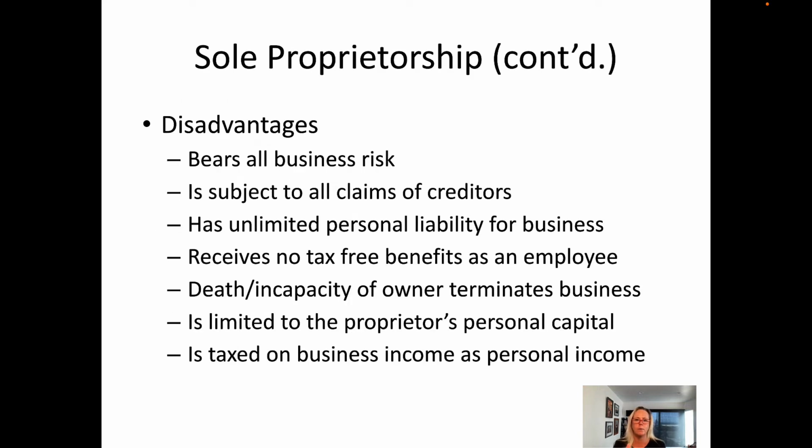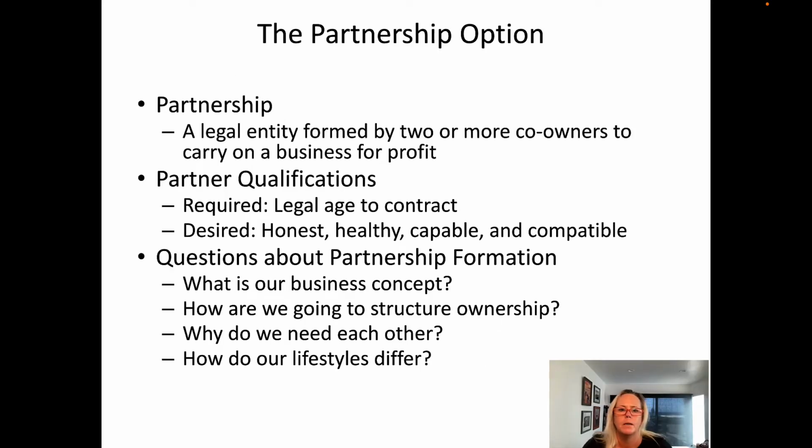And I should say sole proprietorships are by and large the largest number of small businesses in the United States. Over 90% of businesses in the United States are sole proprietorships, simply because they're easy to form. Partnership. Think about a partnership as a sole proprietorship times the number of people that are in business together. So it's a legal entity formed by 2 or more co-owners who carry on the business for profit.